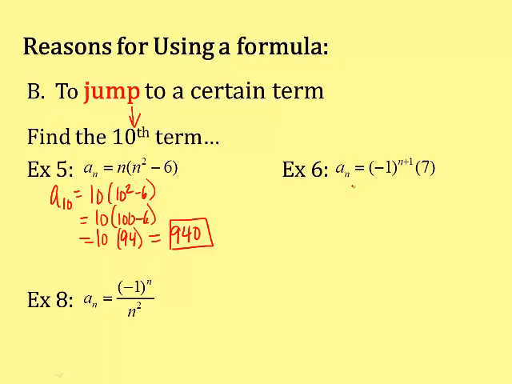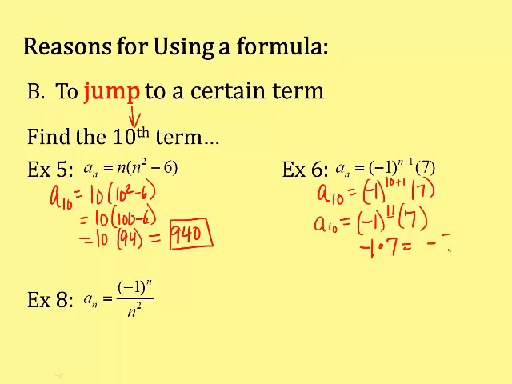What about number 6 here? I want the 10th term. So I'm going to do 10 plus 1 to the, times 7. Well, okay, that's going to be negative 1 to the 11th power times 7. Now, one thing you should know, hopefully, is if you have negative 1 to the 11th power, if it's an odd power, it's going to stay negative. If it's an even power, it will become positive, because negative times a negative is positive. So if it's odd, it's going to be negative. So it's going to be negative 1 times 7, which is just negative 7.